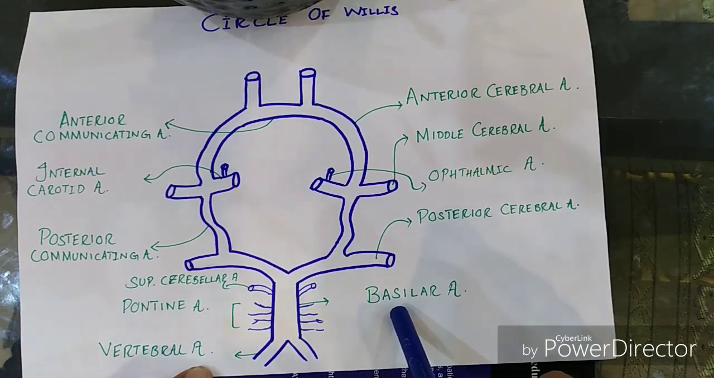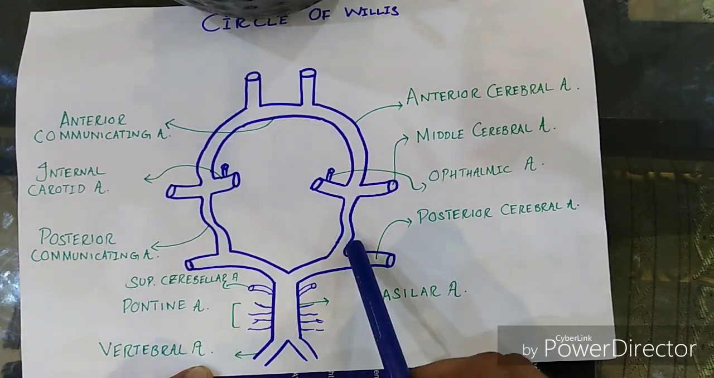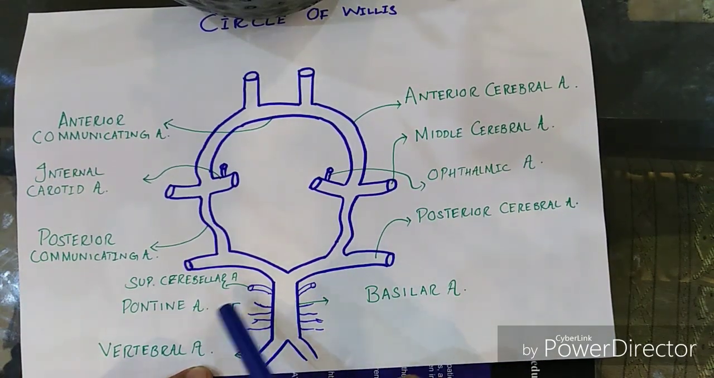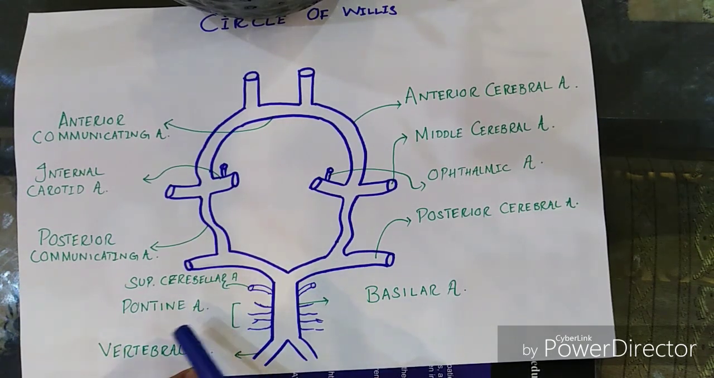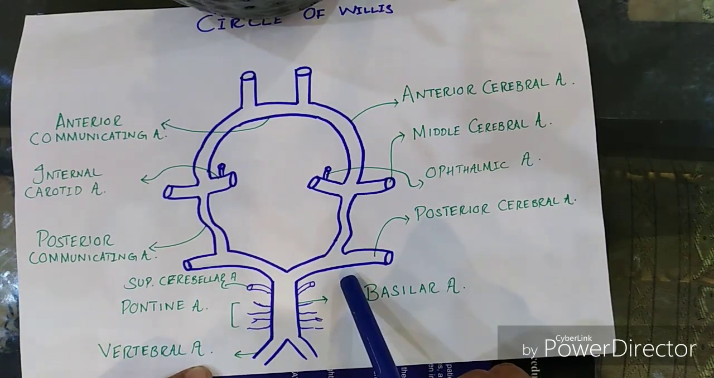which is known as the basilar artery. The basilar artery, as you can see, is formed from the vertebral arteries and it supplies the pons and the superior and inferior aspects of the cerebellum. The basilar artery gives a few branches which are known as the superior cerebellar arteries and the pontine arteries. The pontine artery supplies parts of the pons and the superior cerebellar artery supplies part of the cerebellum.